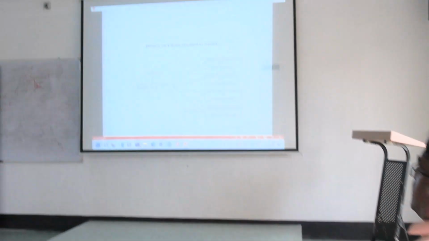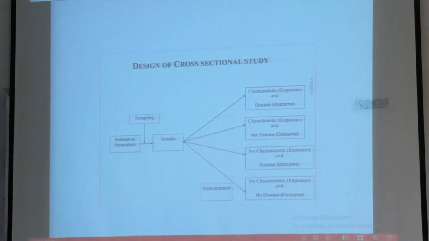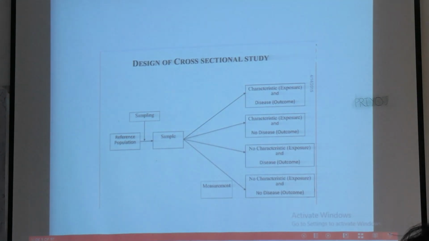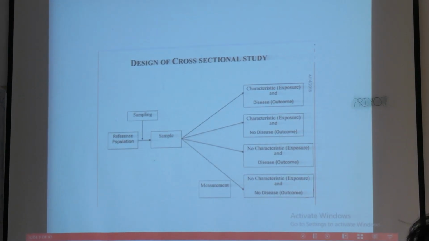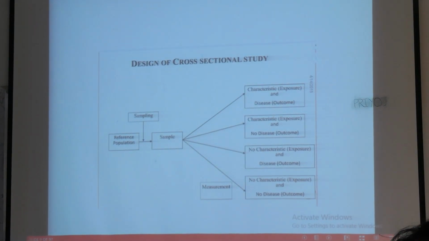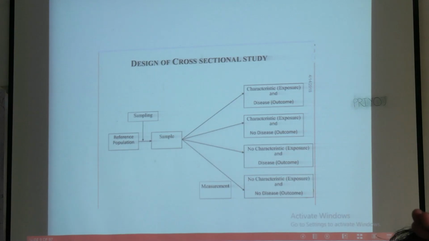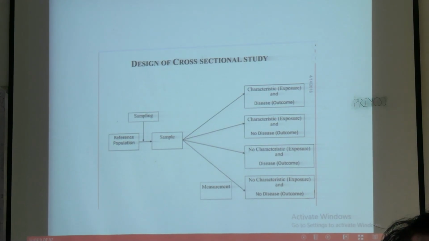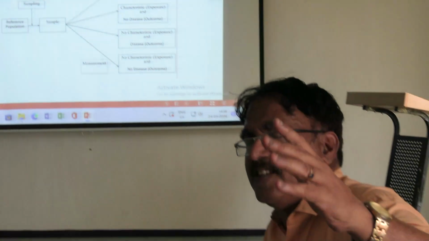So, this is a cross-sectional study. First thing is sampling. You have a reference population, then you take a sample population, and then you see these things. There are 4 categories. One is people who have a disease and who have been exposed to the agent. One is people who do not have a disease, who are also exposed. Not everybody who is exposed to an agent gets a disease.